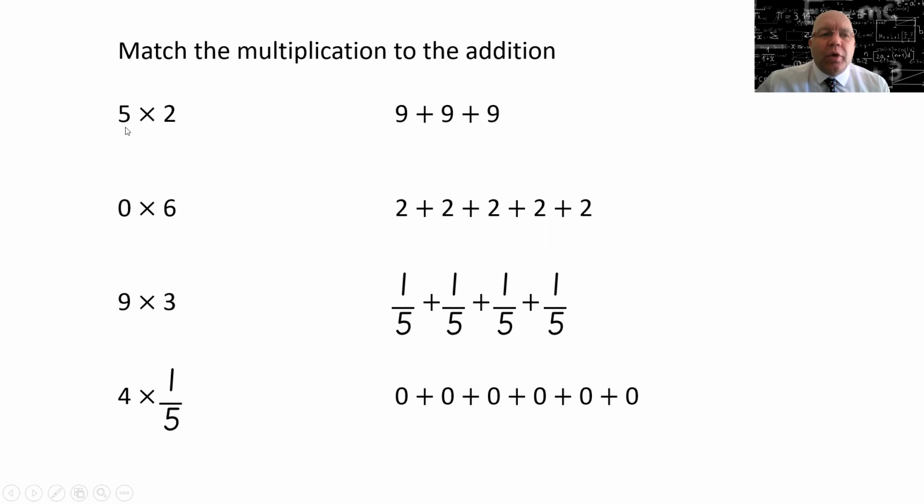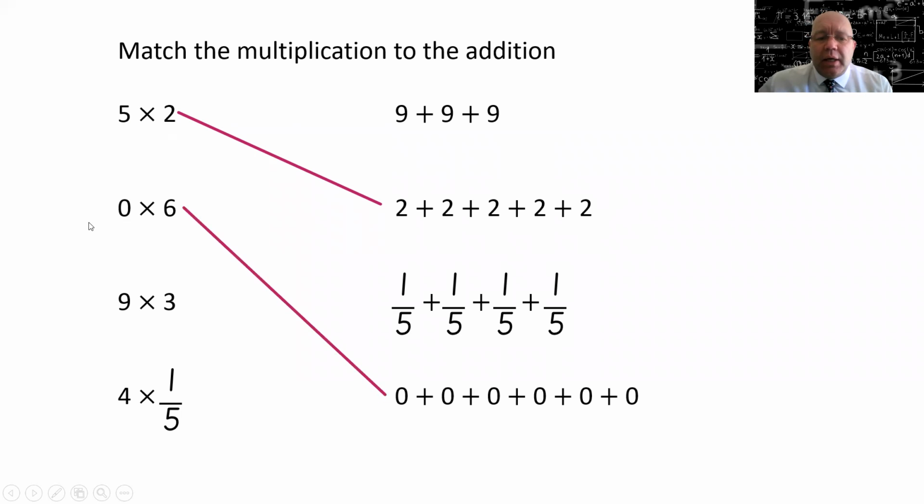Okay, well, the first one, 5 times 2. That's exactly the same as saying 2 plus 2 plus 2 plus 2 plus 2. And the reason we're reminding you of that is because if you think of multiplication as repeated addition with fractions, it will make a lot more sense. So 5 lots of 2 is exactly the same as saying 2 plus 2 plus 2 plus 2 plus 2, 5 times. So what about 0 times 6?